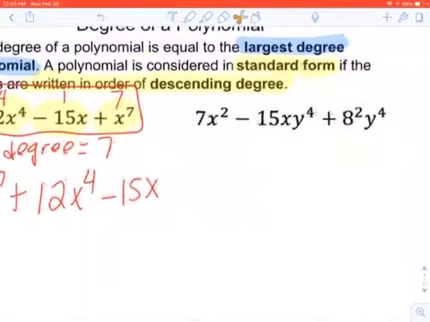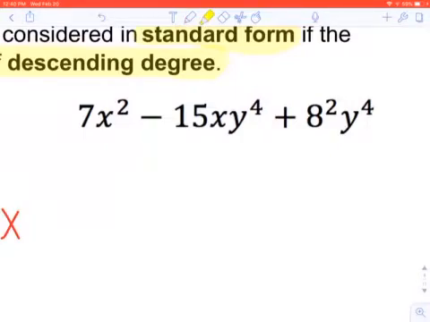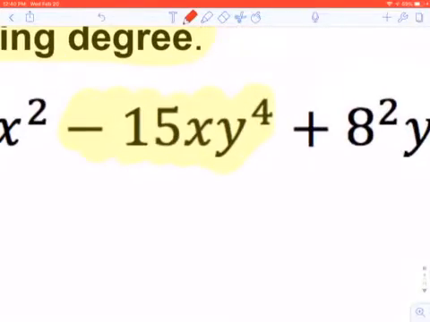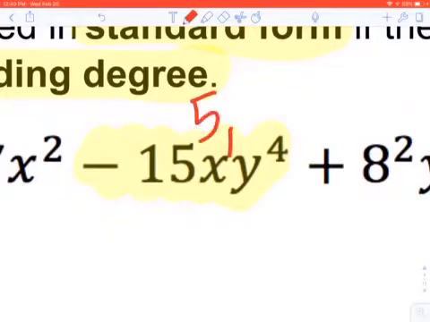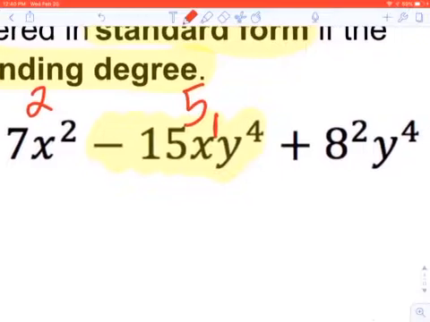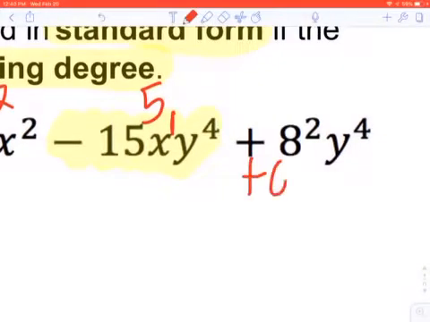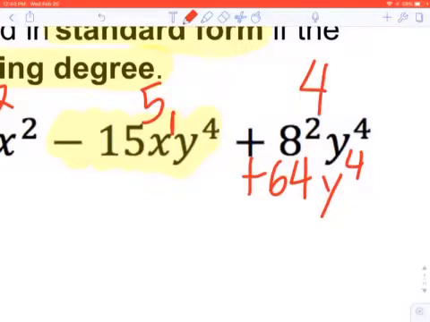So if we look at this trinomial, kind of similar, but here now is where we are going to add the powers up. So within one term we have x to the first and y to the fourth. So this thing is degree 5. This monomial is degree 5. This is degree 2. And remember, we do not consider the 2 as part of the degree because that is on 8. I could rewrite this as plus 64 y to the fourth because 8 to the second power is 64. So this monomial is degree 4.